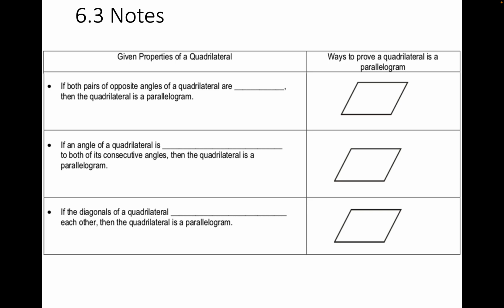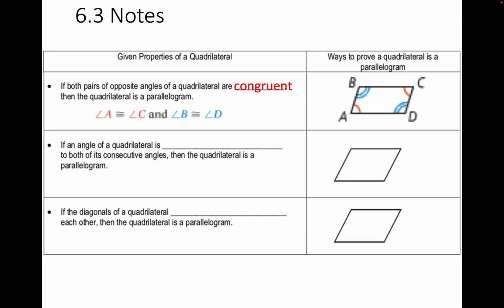The rest of these are all converses of things that we learned last lesson. If both pairs of opposite angles of a quadrilateral are congruent, then the quadrilateral is a parallelogram. So in this example, the angles in red, A and C, are congruent, and the angles in blue, B and D, are congruent. And if that's the case, because those are sets of opposite angles, then ABCD must be a parallelogram.